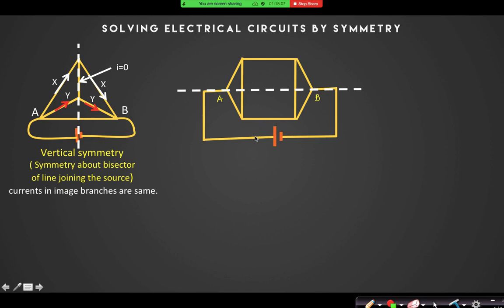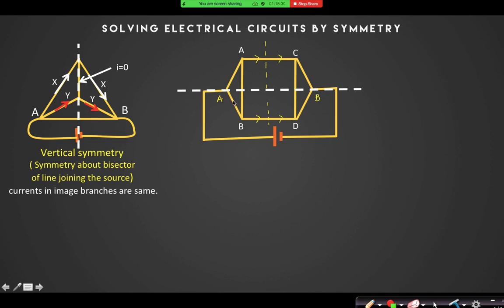You can bisect this vertically, but that will not give you any extra equation. Can you see that if you vertically select this line, this current is definitely this current. Will it give you any other equation? No, there is no benefit. Yes.